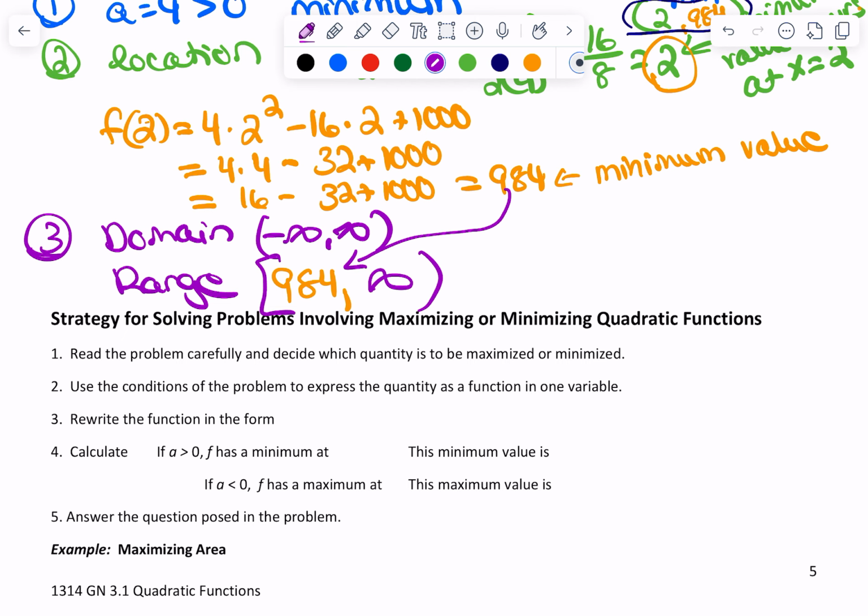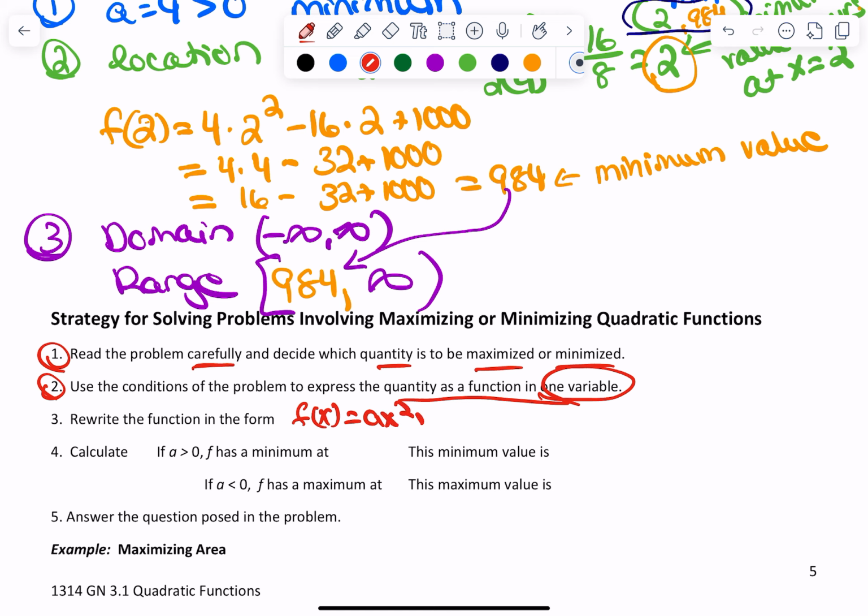Okay, so strategies for solving problems involving maximizing or minimizing quadratic functions. Make sure that you read the problem carefully, just like any problem. This means that we're going to be looking at a word problem. Decide which quantity is to be maximized or minimized. Use the conditions of the problem to express the quantity as a function in one variable. Rewrite the function in the form f of x equals ax squared plus bx plus c, so the standard form.